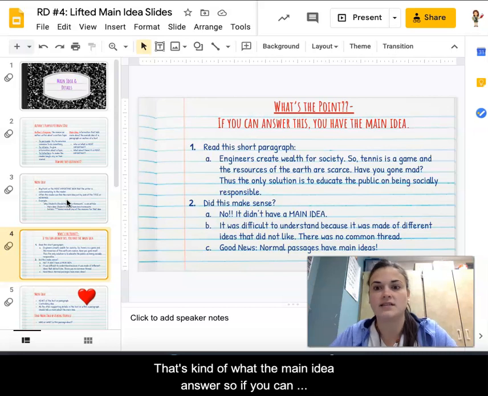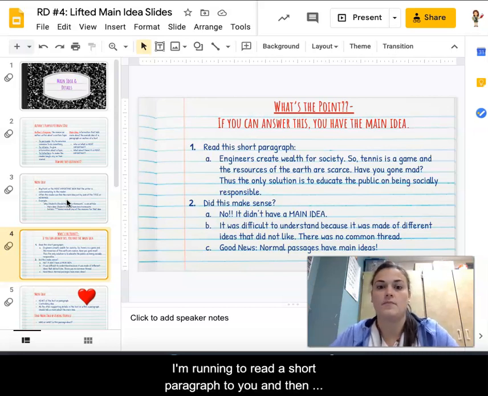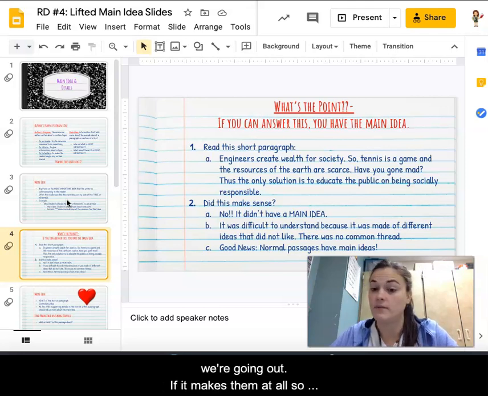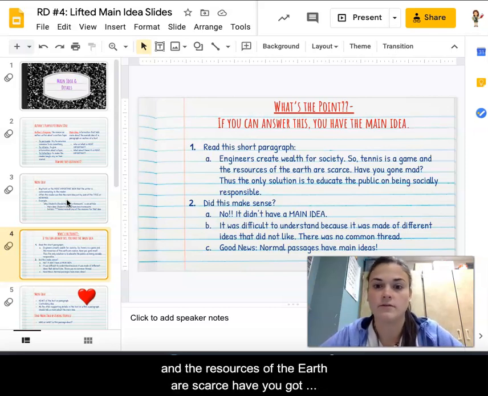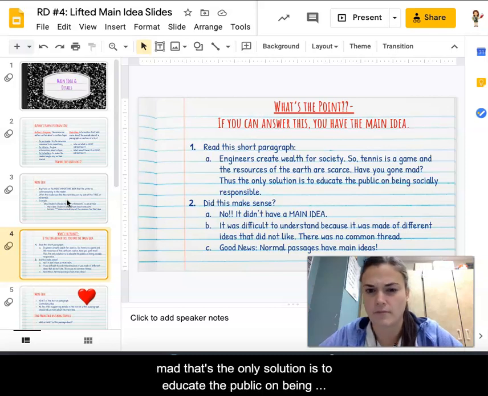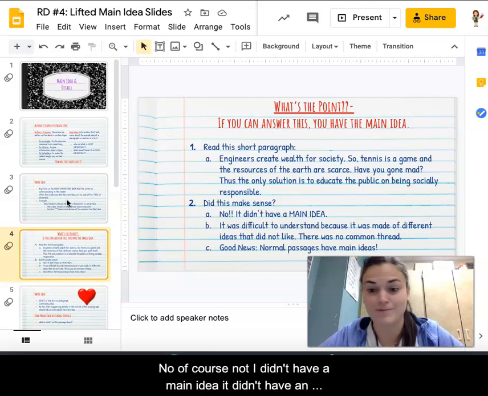All right, so what's the point? That's kind of what the main idea answers. If you can answer this, you have the main idea. I'm going to read a short paragraph to you, and then we're going to talk about if it makes sense at all. Engineers create wealth for society. So, tennis is a game and the resources of the earth are scarce. Have you gone mad? Thus, the only solution is to educate the public on being socially responsible. Did this make sense? No, of course not.